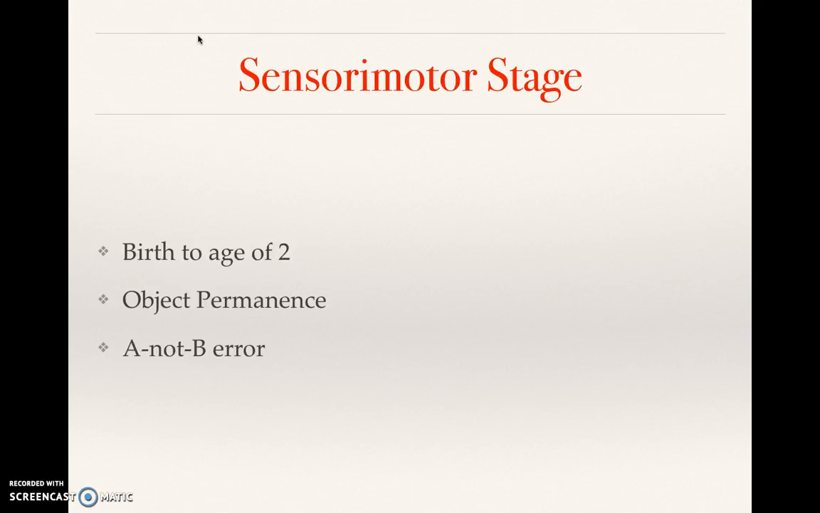If you then hide the object in a different location, location B, infants under 12 months of age will still look in location A for the object. They will not perceive the object as being somewhere else. They will still look at the initial place where they looked the first time you hid the object. In the next video, this error is demonstrated.